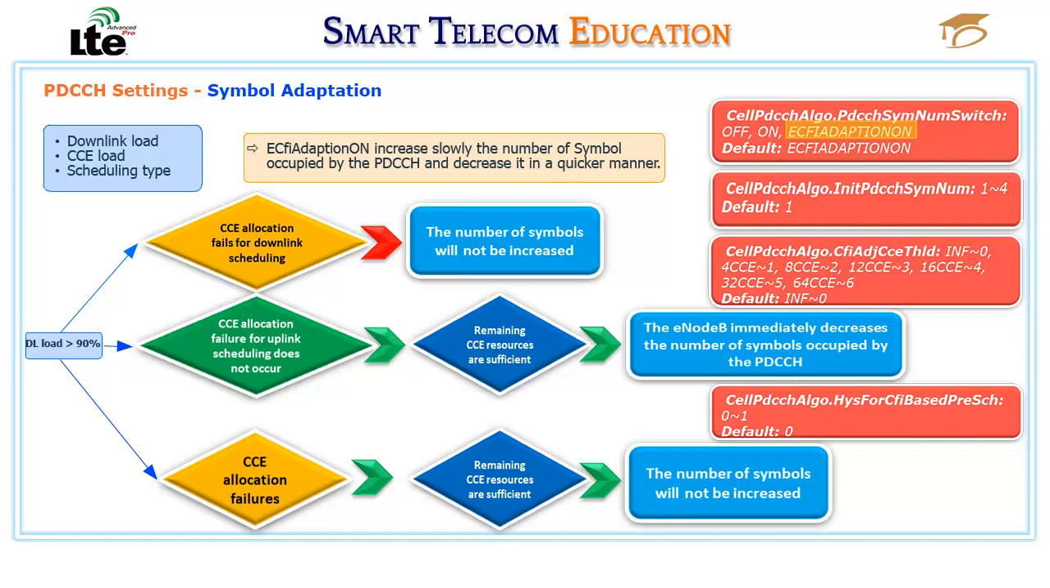When this parameter is set to 0, or the CFI adjustment CCE threshold parameter is set to a value other than INF, in this case, the number of symbols will not be increased in case CCE allocation fails for uplink pre-allocation.